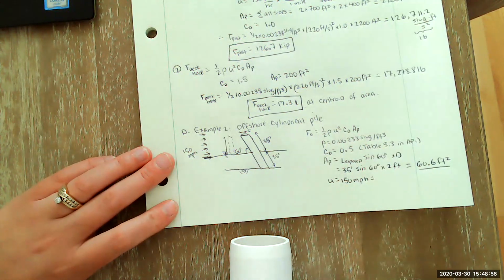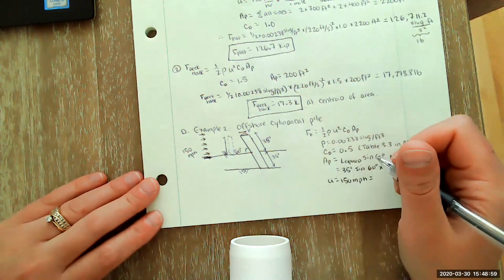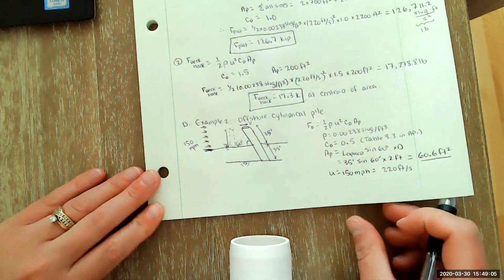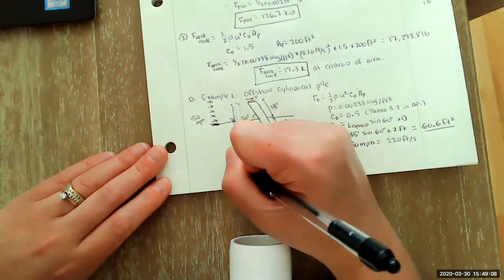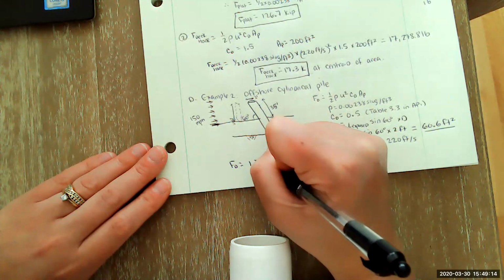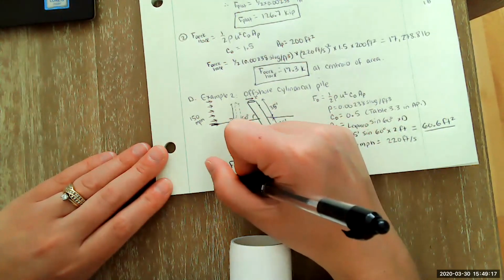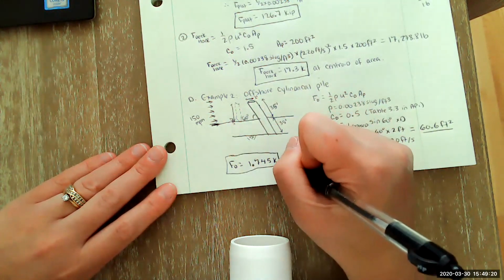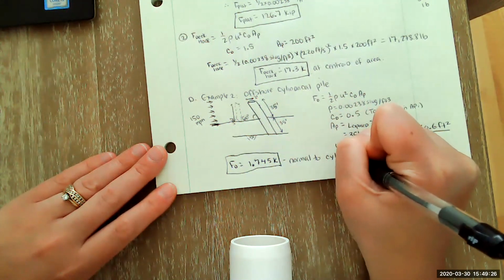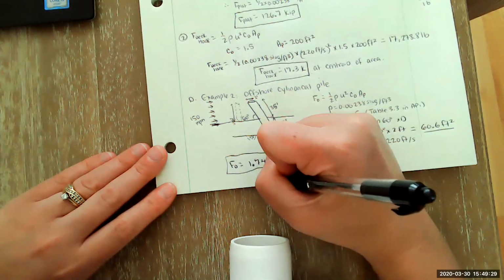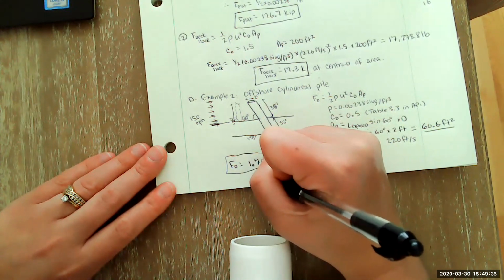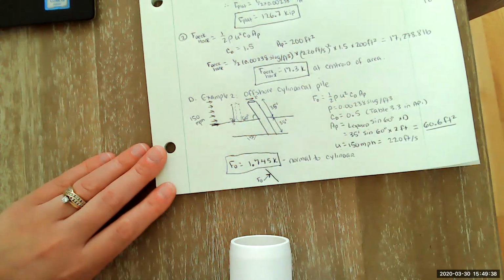Remember to convert that to feet per second. That's the same value we had from example 1, so we can go ahead and plug in 220 feet per second. Plugging all of these numbers in, I come up with a drag force on the pile equal to 1.745 kips. And when you have an inclined member like this, the drag force is acting normal to the cylinder. So what that means is if this is my cylinder at an incline, my drag force is going to be acting perpendicular to that cylinder.